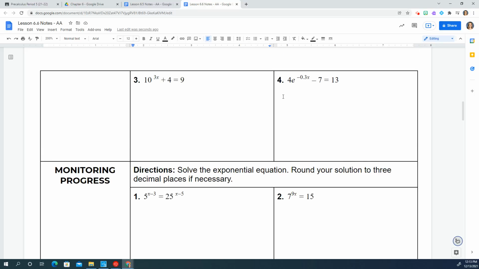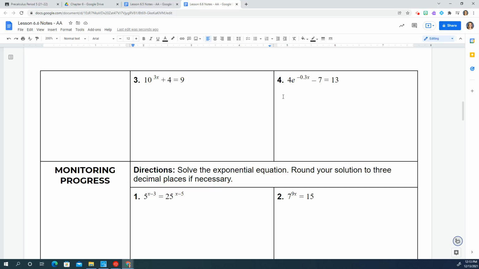Number 3 is an example of an exponential equation because where is my variable? Up in the power spot. I always teach solving equations as we're just taking off the layers around x, especially when there's only one variable term. So I see this equation as having 3 layers around x: plus 4, a base 10, and a times by 3.